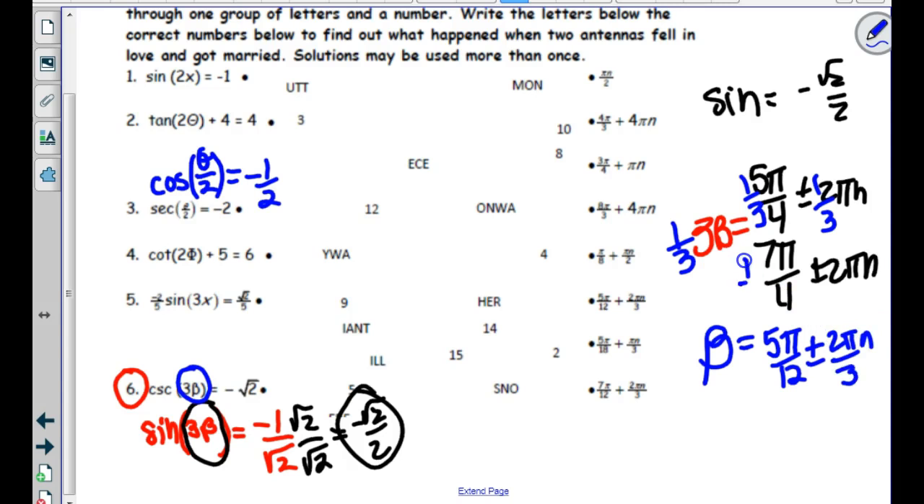What about it down here? A third of 7/4 would be 7/12 plus or minus 2/3 pi n. All right.